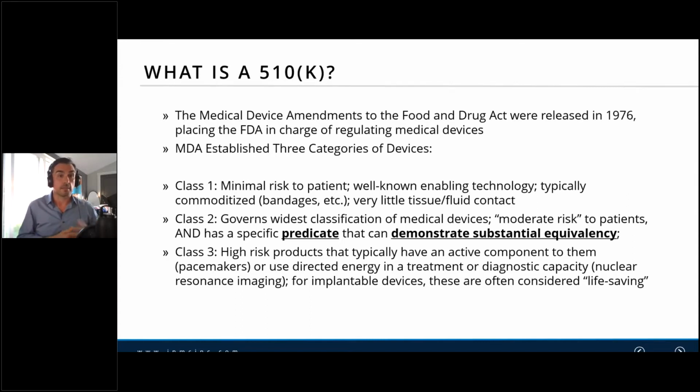Class 3 are high-risk products that typically have an active component to them. They're like a pacemaker. They use directed energy in a treatment or a diagnostic capacity. So you think like a nuclear resonance imaging or MRI.